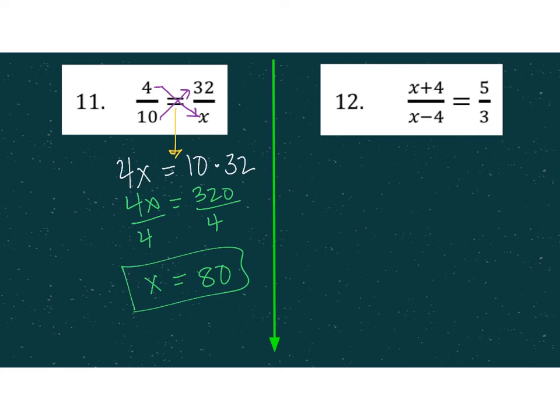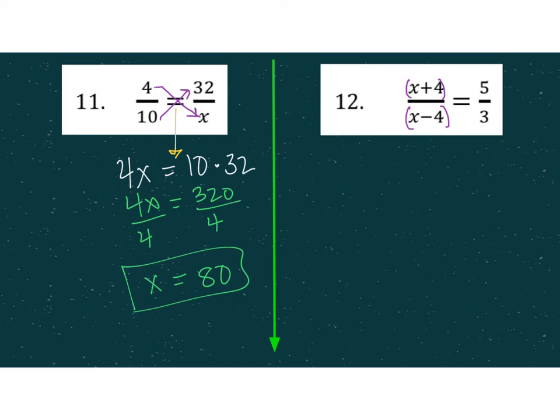In number 12, I have x plus 4 on the top. What I want you to do is go ahead and group that in parentheses, because those two pieces are together on the top. So I have to group them together so that I take note of that. Same with the bottom. X minus 4 on the bottom is grouped together. It's a group of terms put together.